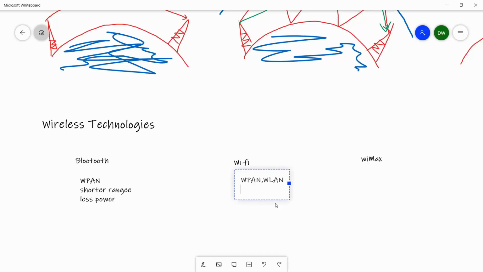And this one has a greater range, more than the range which we have for Bluetooth technology. For an example, this has a range of about 100 meters. Right? So when it comes to WiMAX, this has the largest range when we compare this with other technologies. So this is used to deliver broadband access.